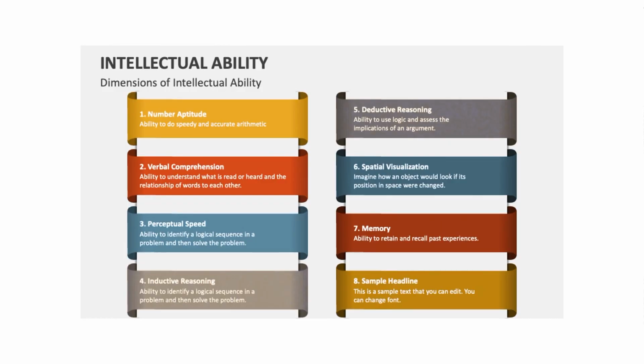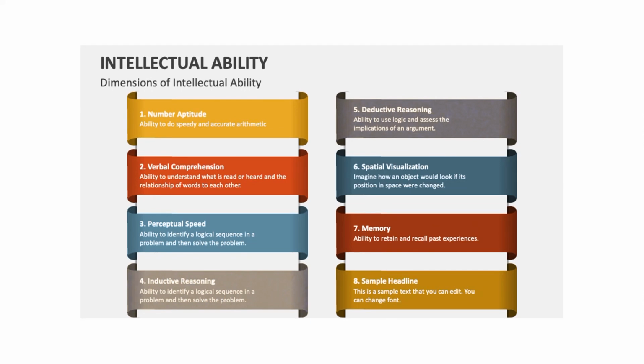Some people have spatial visualization, where they imagine how an object would look if its position in space were changed. So they are very good in the visualization aspect, where they can visualize in advance how things could be taken up, and these kinds of people could be good architects, right. They could be good home interior designers, where they have a good understanding of visualization.